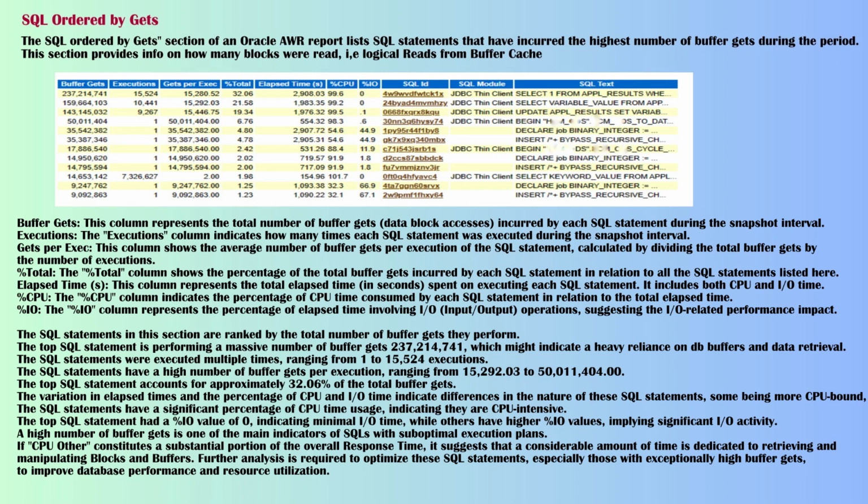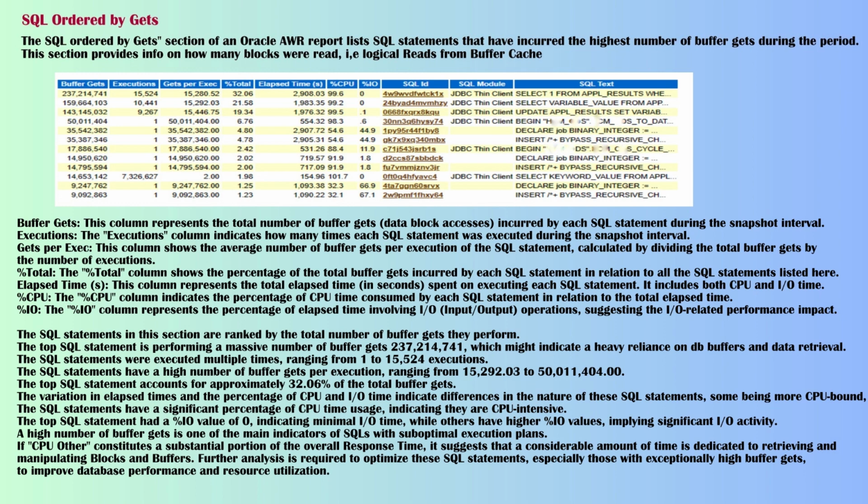A high number of buffer gets is one of the main indicators of SQLs with suboptimal execution plans. If CPU other constitutes a substantial portion of the overall response time, it suggests that a considerable amount of time is dedicated to retrieving and manipulating blocks and buffers. Further analysis is required to optimize these SQL statements, especially those with exceptionally high buffer gets, to improve database performance and resource utilization.